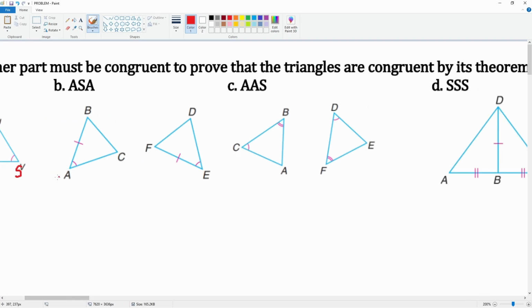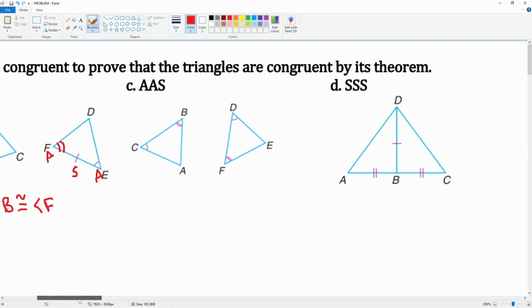For B, let's label it. We have side, angle, side. We have an angle and a side here. And it says angle, side, angle. So we need one more angle here. So we're missing angle B and angle F. So angle B has to be congruent to angle F for us to prove this is congruent by angle, side, angle.